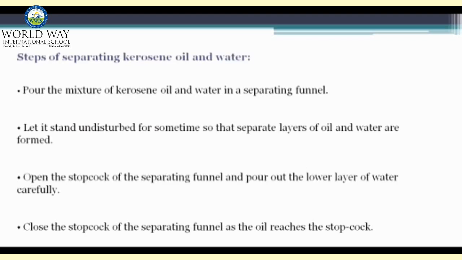Following are the steps to carry out separation of oil and water, which have different densities. First of all, we need to pour the mixture of oil and water in the funnel. Let it stand undisturbed for some time so that separation of layers may take place. After opening the stopcock of the funnel, we can pour out the lower layer of water carefully. Oil, being less dense, floats on the surface of water. After pouring down water, we can close the stopcock of the funnel as the oil reaches the brim of the stopcock.